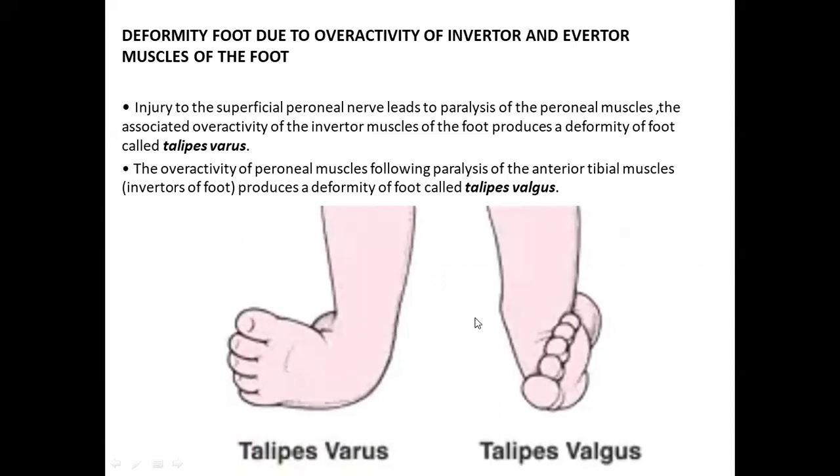Now, if there is damage to the deep peroneal nerve, then the inverters of the foot will be paralyzed, and their action will end. So the foot will be in which position? In the position of eversion. This is called talipes valgus.